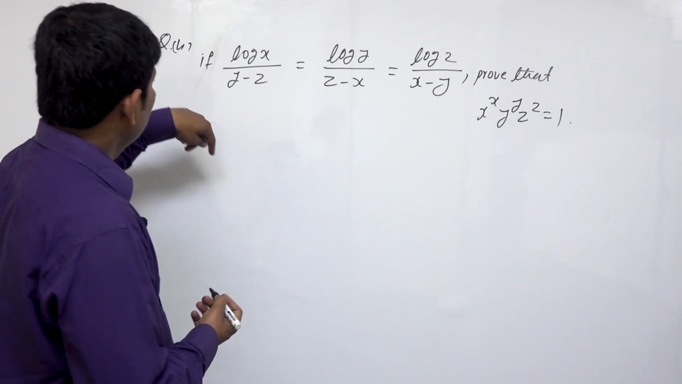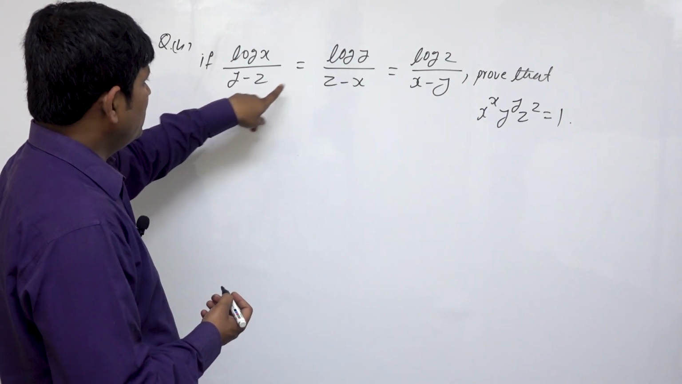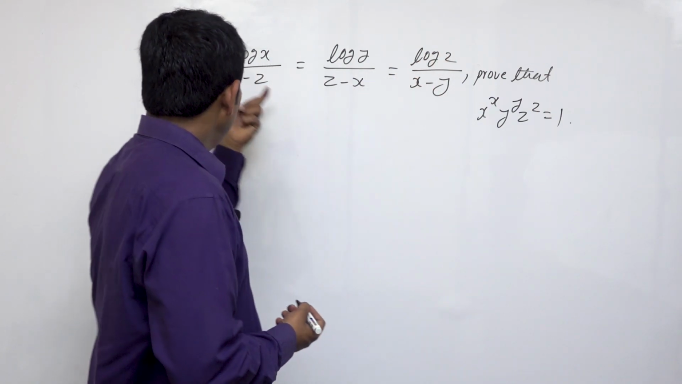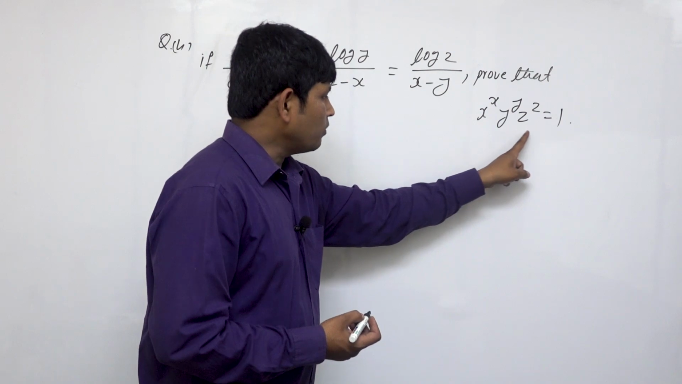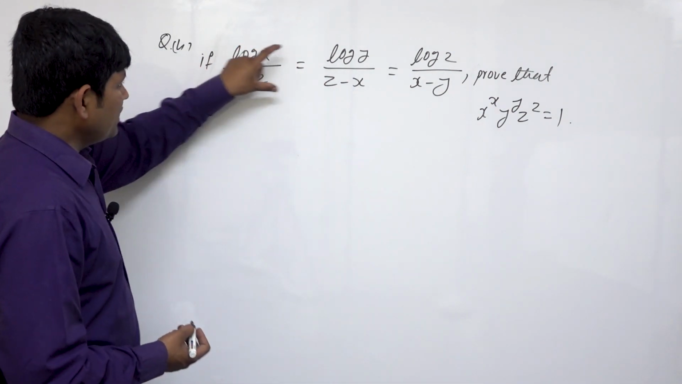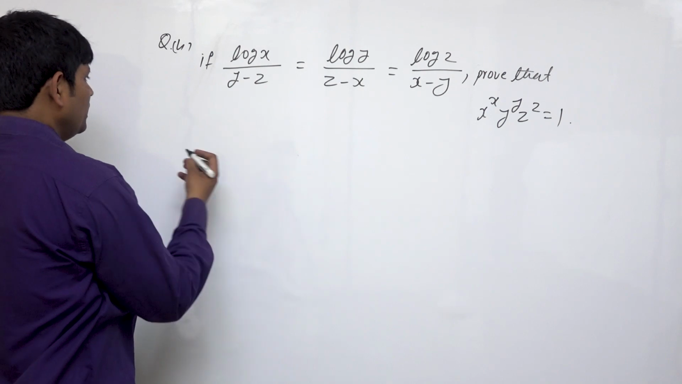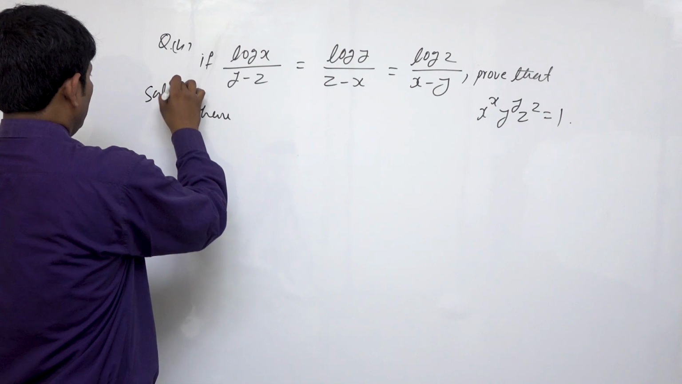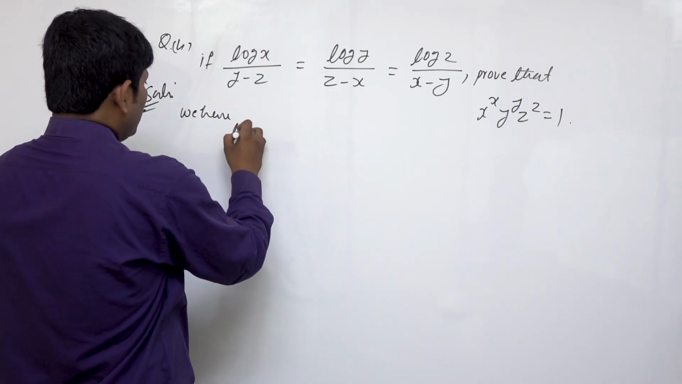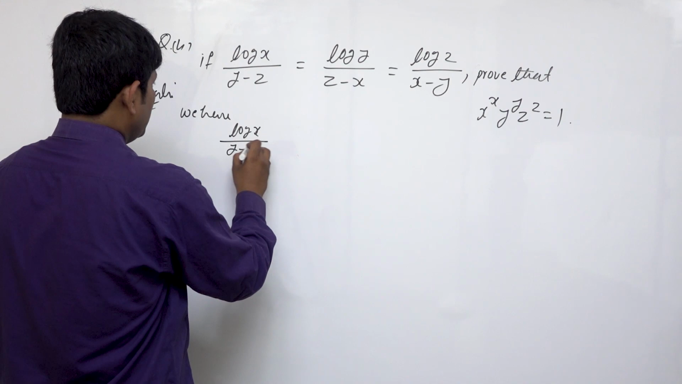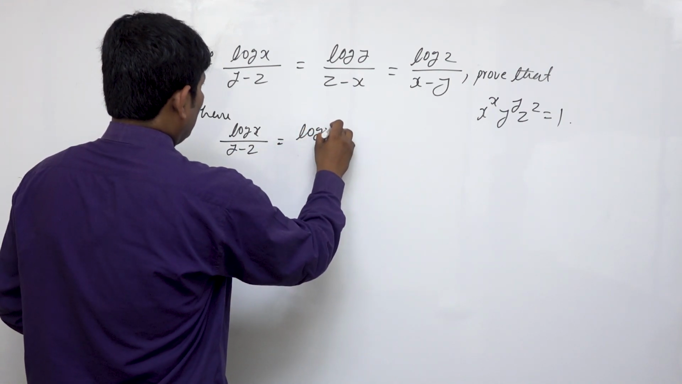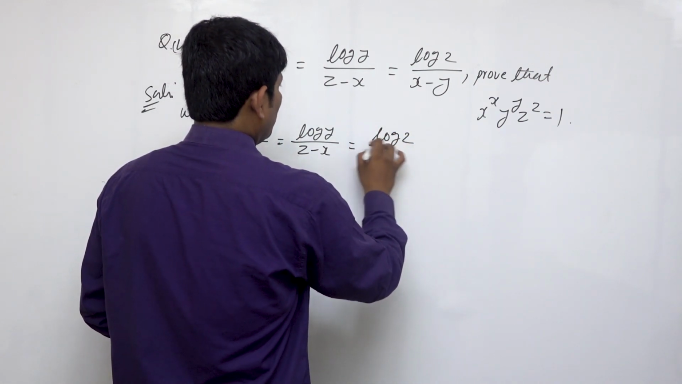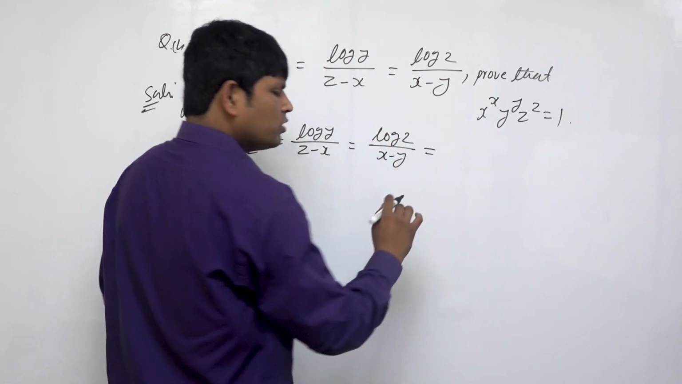Now let's see another question. If log x over y minus z is equal to log y over z minus x is equal to log z over x minus y, if that condition is given, then we have to prove that one. So let's see, these are in proportion. So first of all, we have the solution: log x over y minus z, log y over z minus x, is equal to log z over x minus y, is equal to some value.